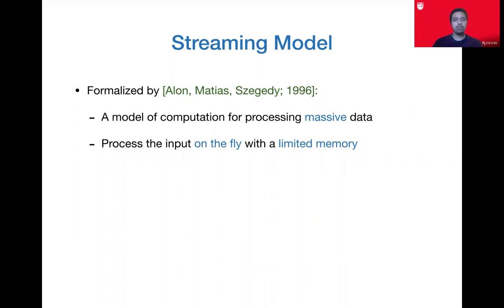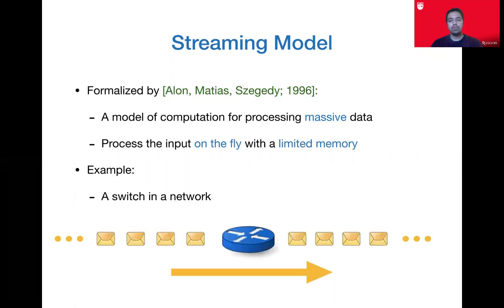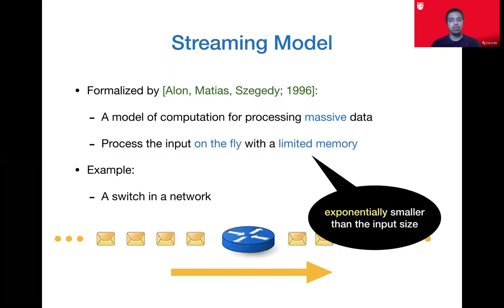Let's go over the history pretty quickly. The streaming model was introduced by Alon, Matias, and Szegedy as a model of computation for processing very large amounts of data on the fly with limited memory. A good example is a switch in a network that has to process all these incoming packets, and the memory of the switch has to be exponentially smaller than the input size. Based on this view, there are tons and tons of streaming algorithms, primarily for statistical estimation problems, such as the number of distinct elements, etc.